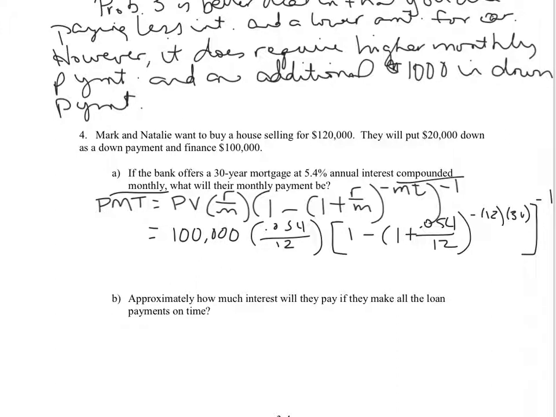Before you do anything else, notice you have to take care of the exponent, which is the negative 12 times 36. Oh, I'm sorry, I put 36 there. That's supposed to be 30 because it's the 30-year note. So the negative 12 times 30 is negative 360. Just to make sure we're on the same page, 0.054 divided by 12 gives you 0.0045. You're going to add 1 to that, so you have 1.0045. You need to raise that to the negative 360 power.